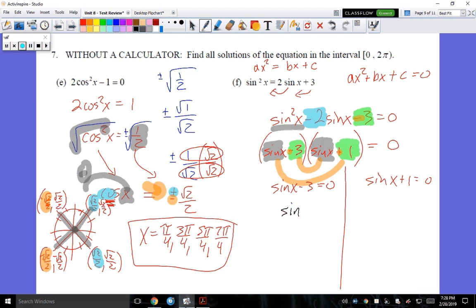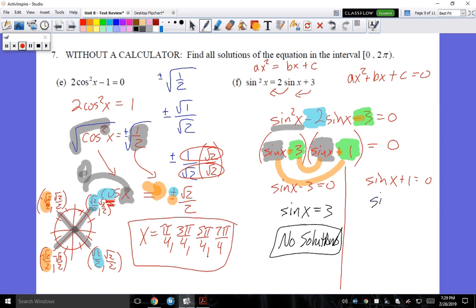Let's go ahead and add 3 to the right. And we know sine can never go up to 3. It's just at 1, as we showed earlier in the other example. The highest it can go is 1, the lowest it can go is negative 1. And that's what we know as far as the fundamental parent functions of sine and cosine. So no solutions for this piece.